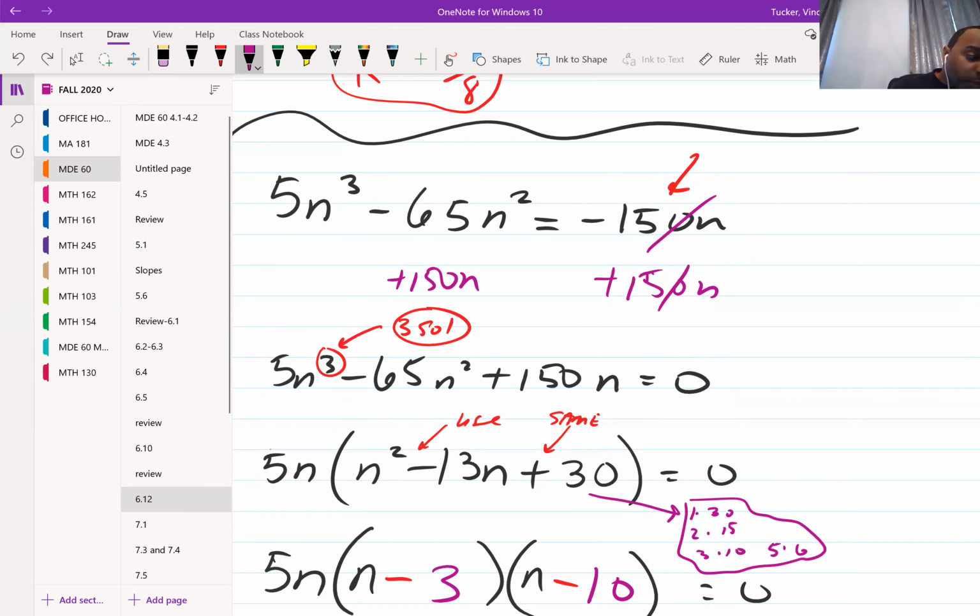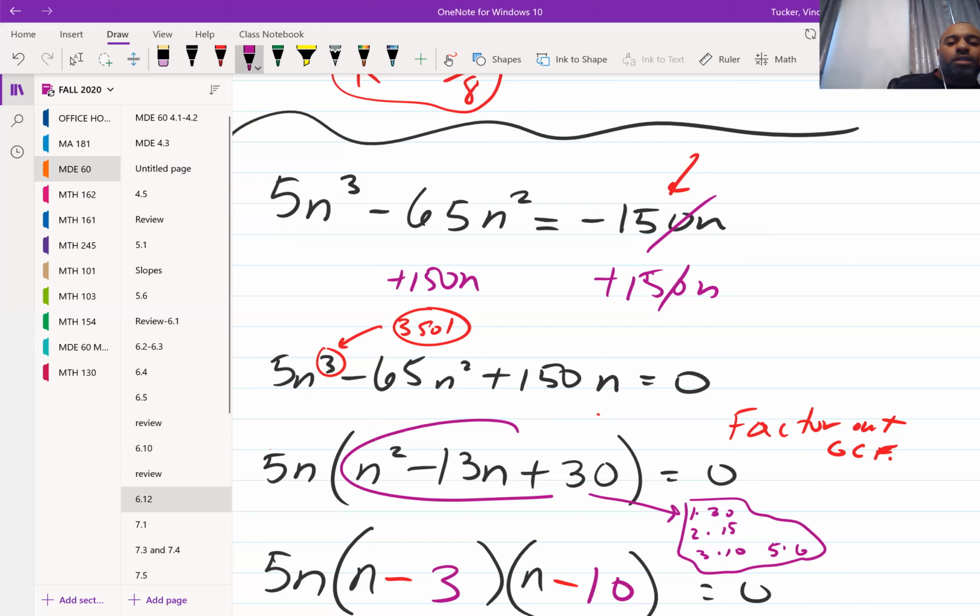Now this time we have our highest exponent of 3, so we should be getting 3 solutions here. What I noticed is that we can factor out a GCF, 5n. So you take 5n out of each one of these terms. You are left with n squared minus 13n plus 30.